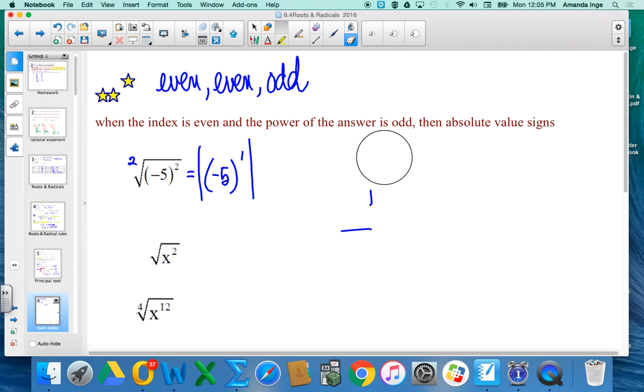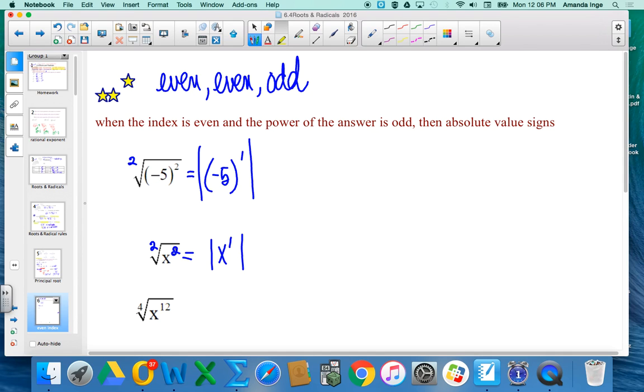Okay. All right. So here, this is even, and this is odd. So you need absolute value symbols. And the reason is you don't know whether x is a positive number or a negative number. Okay. Here, we got an even, and 4 goes into that 3 times. Your answer is odd. So we have the absolute value of x cubed. Everybody good?